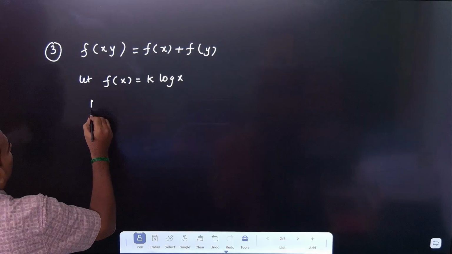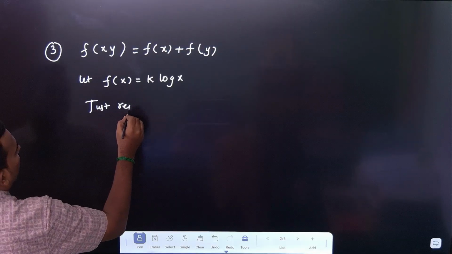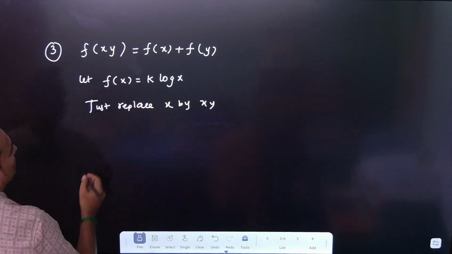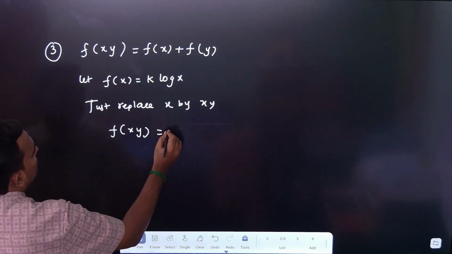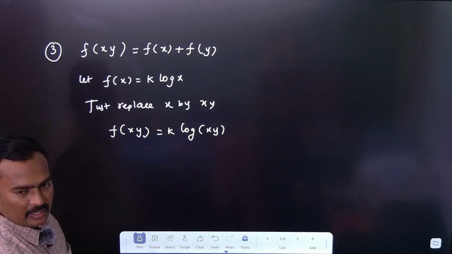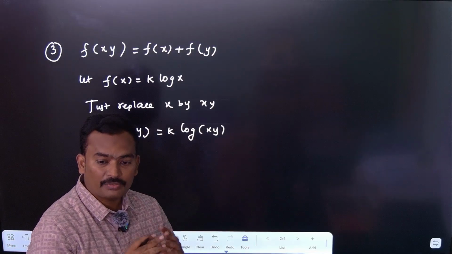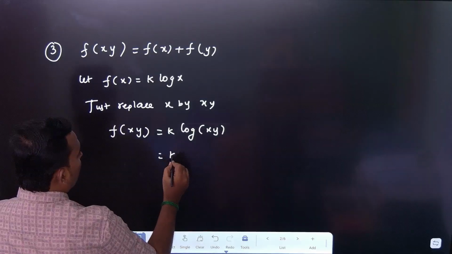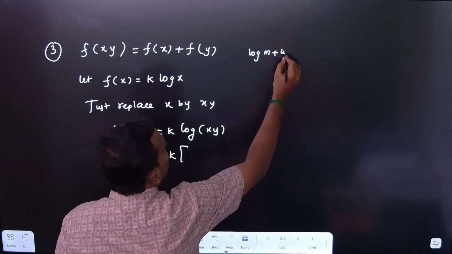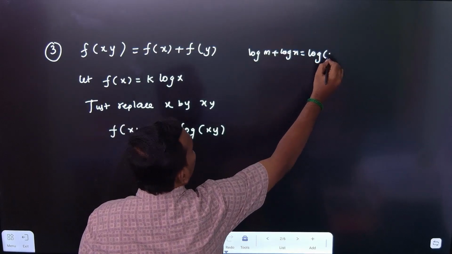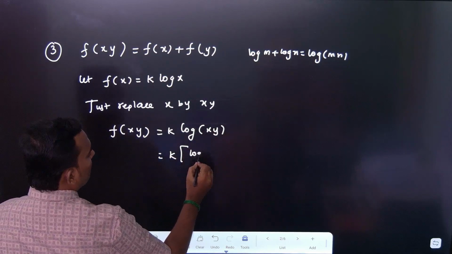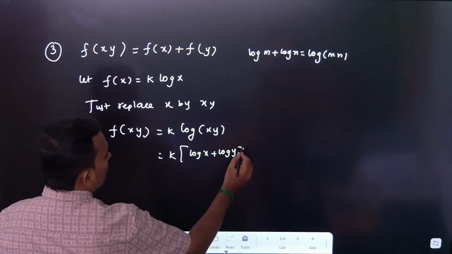Okay. Just replace x by xy. What will we get? f of xy is equal to k times log of xy. Correct? You know that for the log of a product, you can see the logarithm property, right? Log m plus log n, how to write? Log m into n. The addition changes to the product. So how to rewrite this? Log x plus log y we can write.